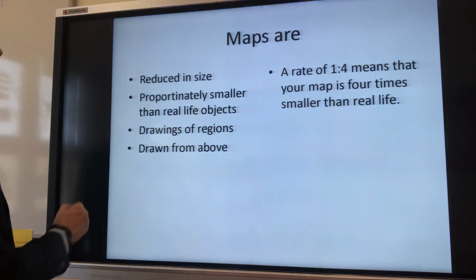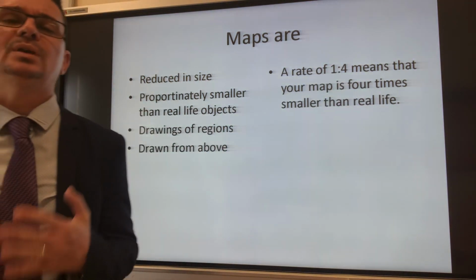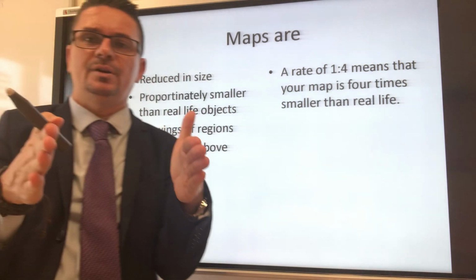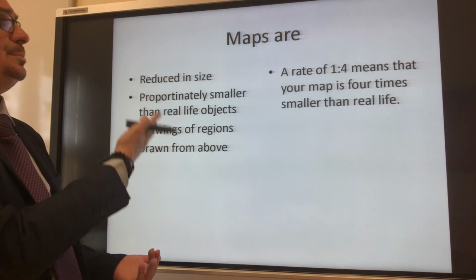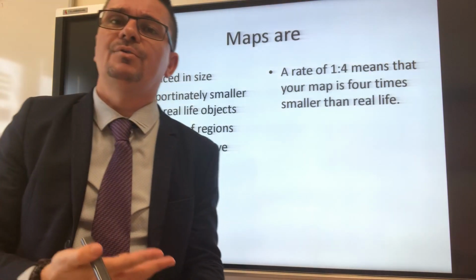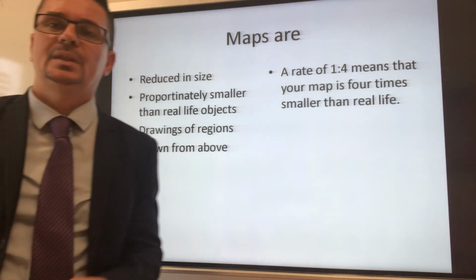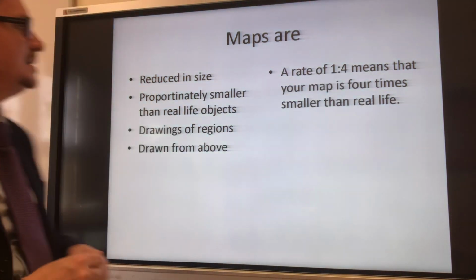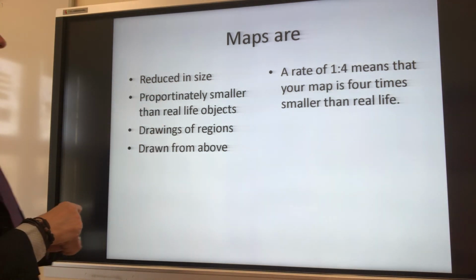Okay, so let's analyze what we learned about maps. What can we say about them? First, they are smaller than the actual country, of course. Otherwise, I couldn't show you the map of a country. So they are reduced in size. Reduced means that they are smaller than the actual thing. So reduced in size. Proportionately smaller than real-life objects.